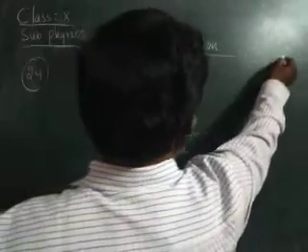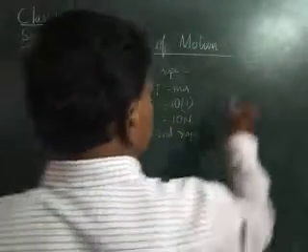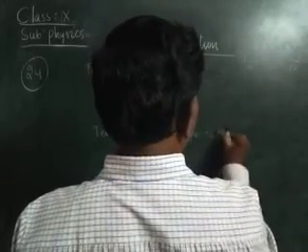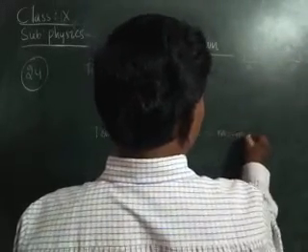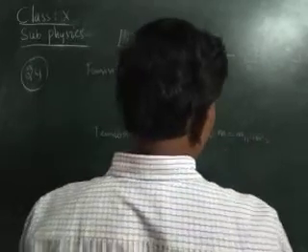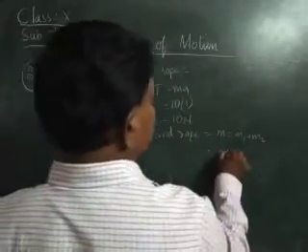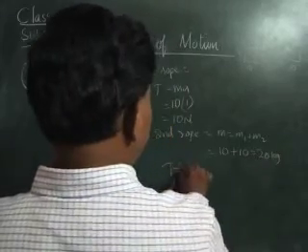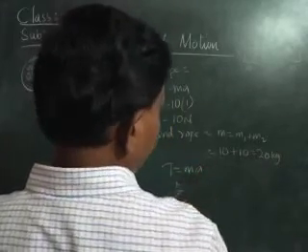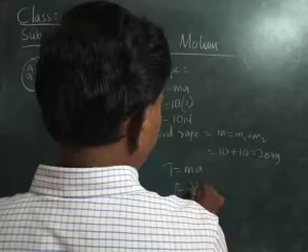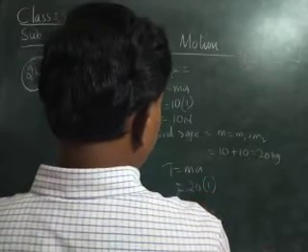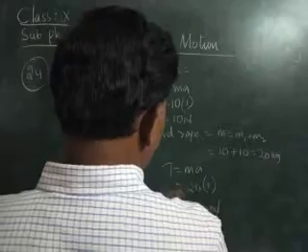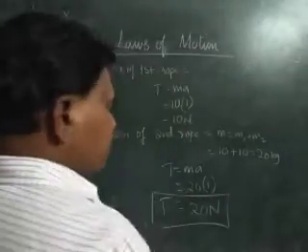Tension of the second rope. Here, tension of the second rope means what? The mass is m1 plus m2, that is 10 plus 10, 20 kg. Tension is equal to m into a. M is how much here? 20 into 1, that is equal to 20 Newton. Tension of the second rope is 20 Newton.